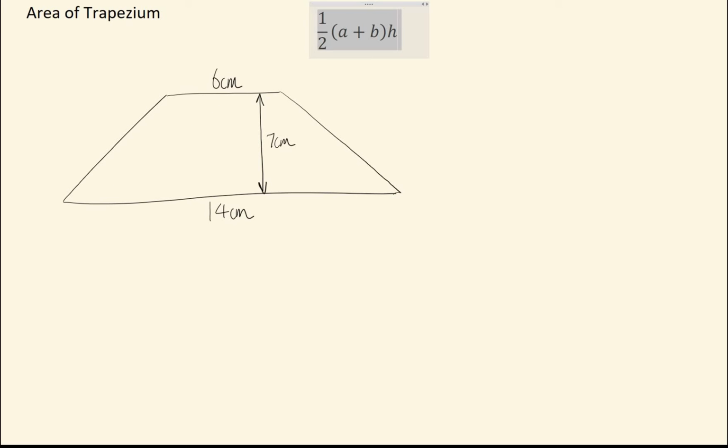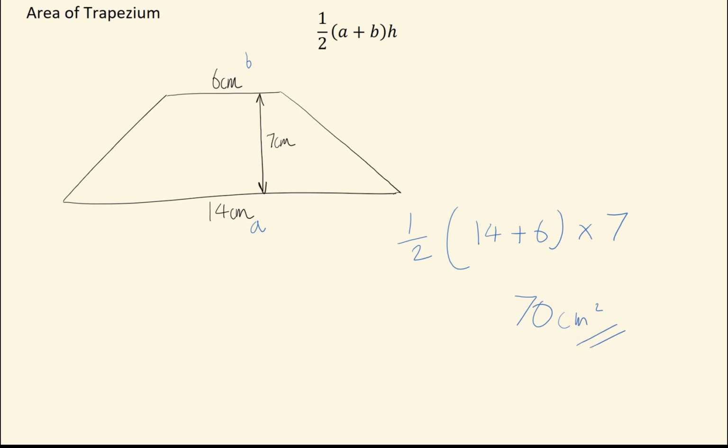Okay, fairly basic. Slightly harder, and again, you see examined a lot more, is the area of a trapezium. So here we have this formula, a half a plus b times h, where h is still the height. A and b are just top and bottom. Again, they can go in either order. So it's going to be a half of the top plus the bottom times the height. Again, you can put it straight into the calculator, or you just work it out normally. 14 plus 6 is 20, half of 20 is 10, and 10 times 7 is 70. So this will be 70 centimeters squared.